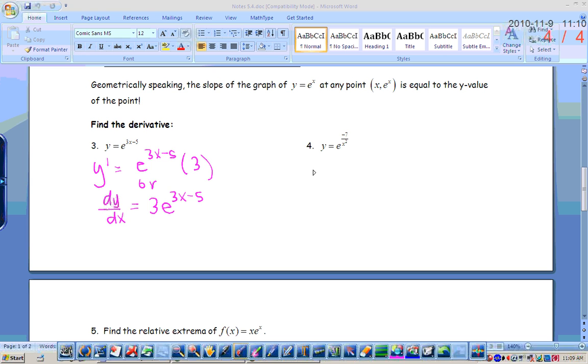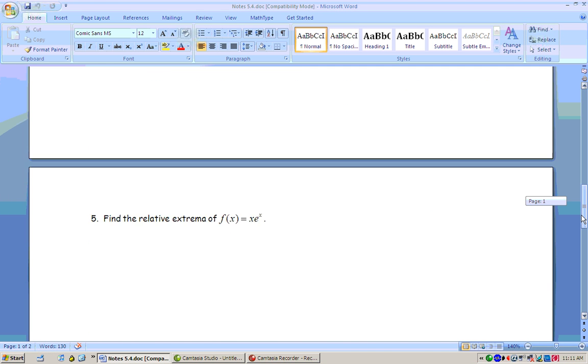So either way. All right, on 4, I would personally rewrite this as y equals e to the negative 7x to the negative 2. Everybody okay with that? So therefore, the derivative would be what? E to the negative 7x to the negative 2 times 14x to the negative 3. Good. So it's just e to the exact same power times the derivative of that exponent. It is so easy.